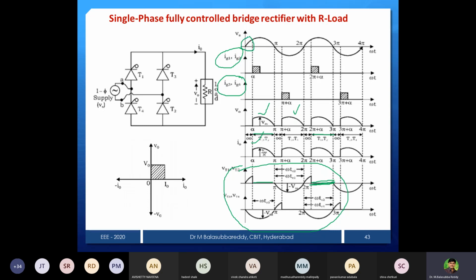This is the rest portion, 0 to alpha, and from pi, the device turns off at pi. From this point up to 2 pi plus alpha, it is the same as the source voltage. Only the conduction instants you make 0, and the rest you redraw from the source. You just see the source and rewrite. Similarly for the negative half cycle, T3, T4, whatever the path is, you can redraw as such. Once the device is conducting, make it 0, and here also the same logic. If it is not conducting, whatever the source voltage is, you make it. So this is the R load.